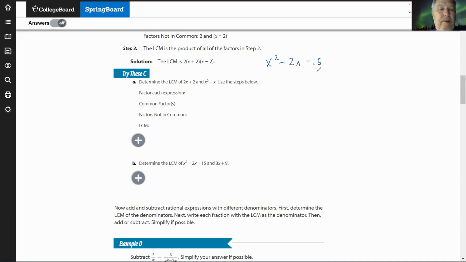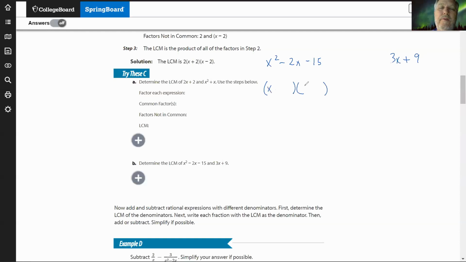All right, and the other one is going to be 3x plus 9. So I'll factor each of them independently. And this one, I look at it, it's a trinomial. It's not a special product because 15 is not a perfect square, so it is not a perfect square trinomial. So I go ahead and factor it in the usual way.